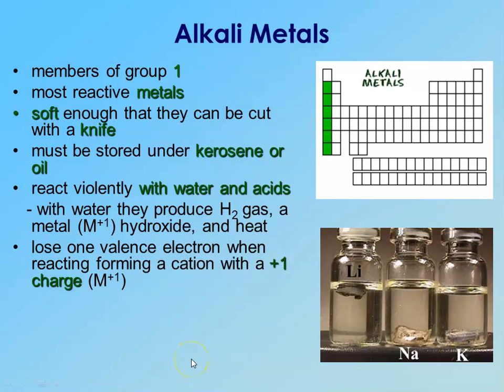This video is going to focus on sections of the periodic table. We're going to start with alkali metals. Those are your group 1 metals. They're the most reactive ones that you'll find on the periodic table. Super soft, they can be easily cut with a knife.